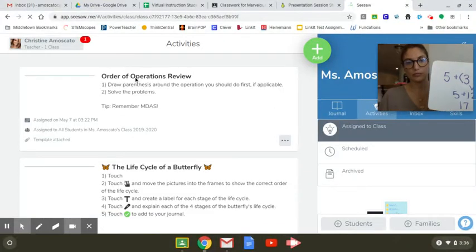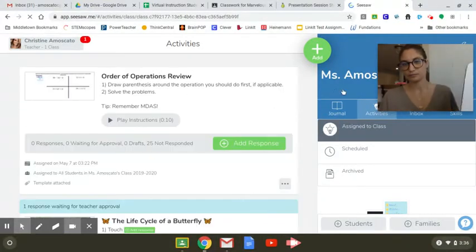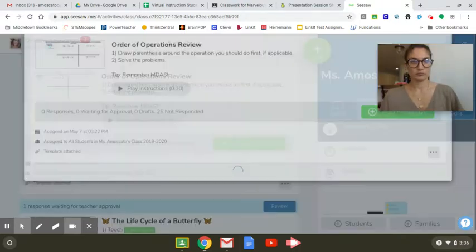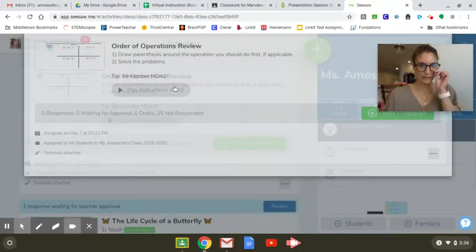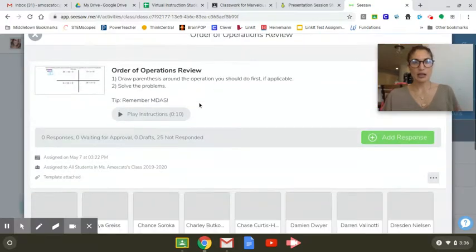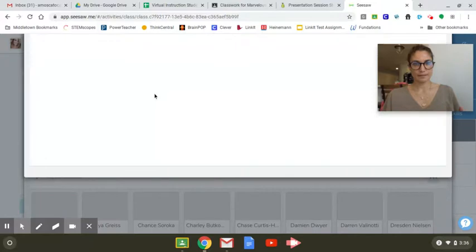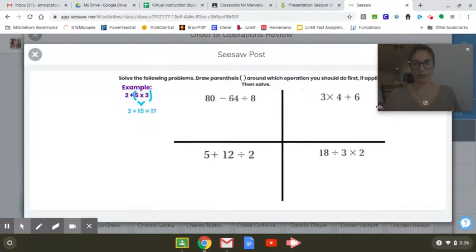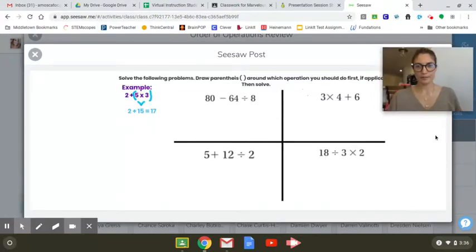So when you take a look at the assignment, it says draw parentheses around the operation you should do first, if applicable, and solve the problems. Remember, PEMDAS. And when you click on it, it looks like this, okay? So, for example, we'll do the first one together. We won't solve the whole thing, but I'll show you what I mean.